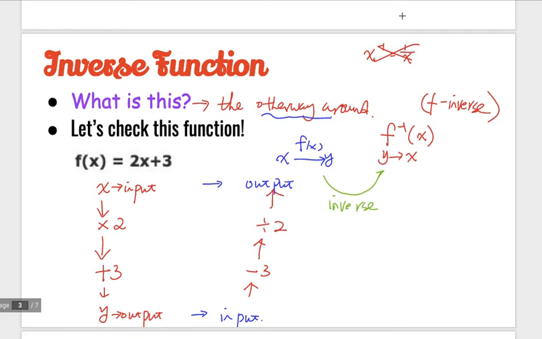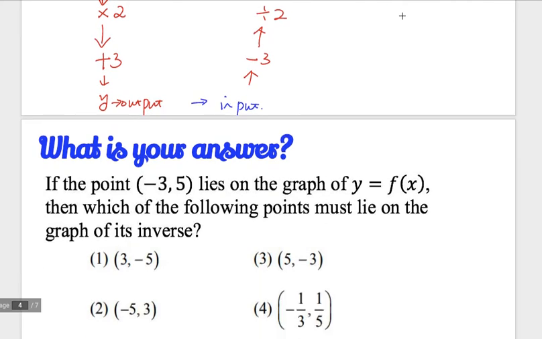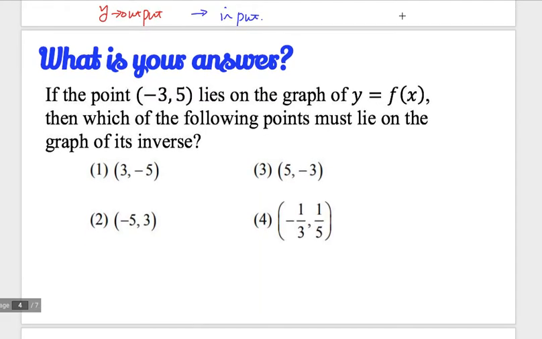Okay, so let's check one more example. Again, you can definitely pause the video to check this question and work on your own. Later you can compare your answer with my answer. So this one says, if the point lies on the graph y equals f of x, then which of the following must lie on the graph of its inverse? So the question says there is a point, negative 3, 5, on f of x, then which one is on the inverse?